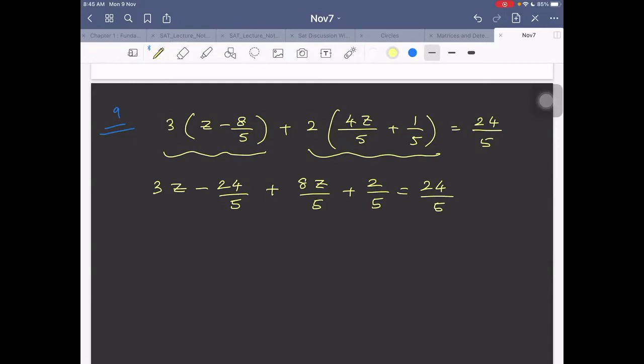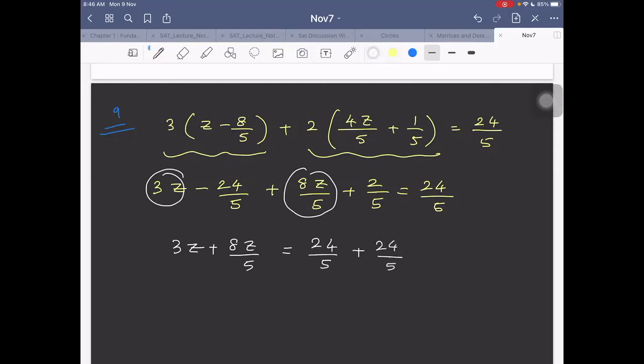Now you try to combine the like terms. So we have 3z plus 8z divided by 5, and you take the numbers to the other side. 24 divided by 5 plus 24 divided by 5 minus 2 divided by 5. So it is going to be 46 divided by 5.